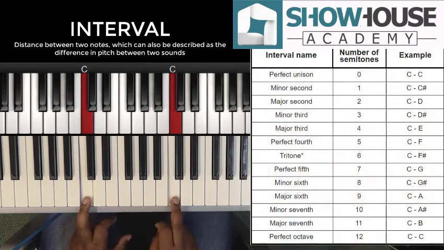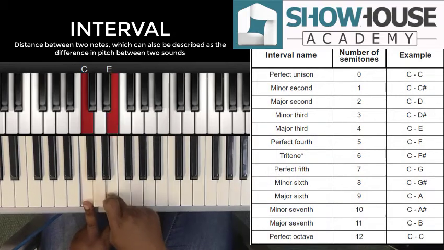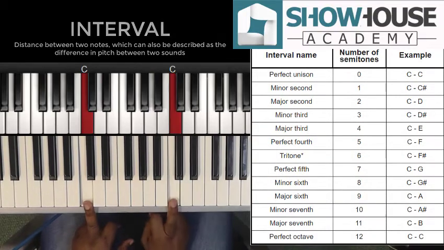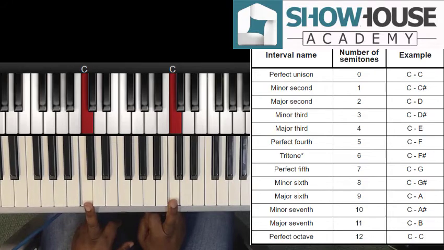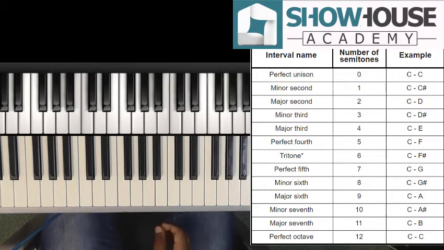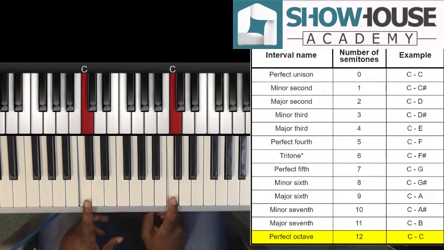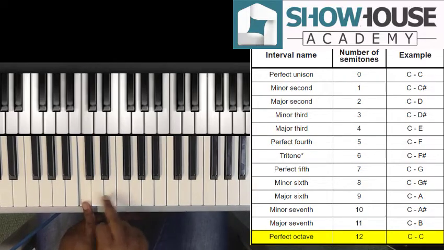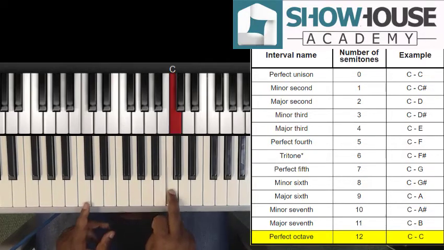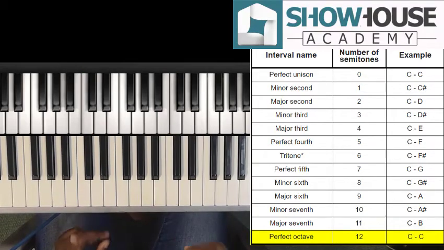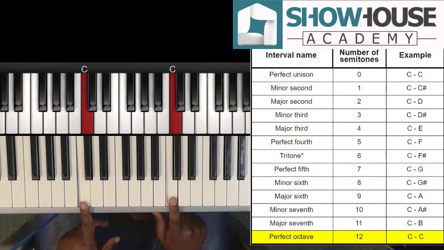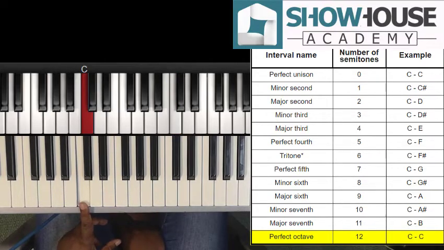For instance, it's going to be 1, 2, 3, 4, 5, 6, 7, 8, 9, 10, 11, 12. 12 semitones. What kind of interval does 12 semitones give you? It's called an octave. Octave means 8: 1, 2, 3, 4, 5, 6, 7, 8. Just know that 12 semitones equals an octave.